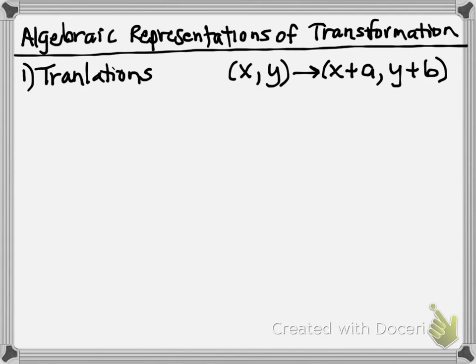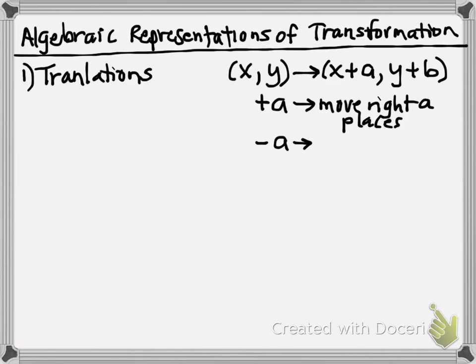Thank you. So, if you have a positive A, what direction does it tell you to move your shape? Right. It tells you to move it right. So you're going to move right A places. And again, A represents some number. If it says minus A, what direction are you moving? Left. So the sign and the number, we have to look at both of them.